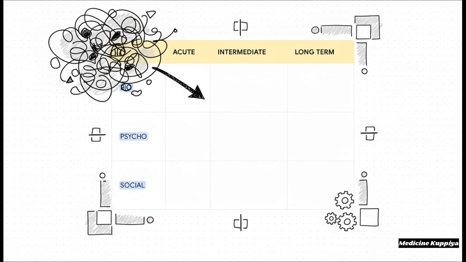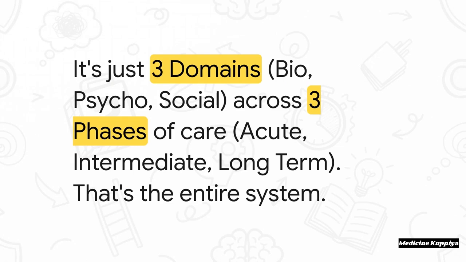This is the 9-sector grid, you see? Underneath all of that complexity is a beautifully simple and logical pattern. And that's it. That is the entire system. Just 3 domains of care: biological, psychological, and social. And you look at them across 3 phases of treatment: acute, intermediate, and long-term. Once you've got this 3x3 grid burned into your brain, you're honestly halfway there.